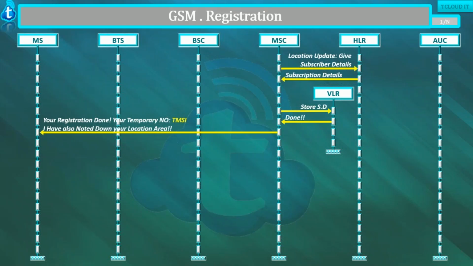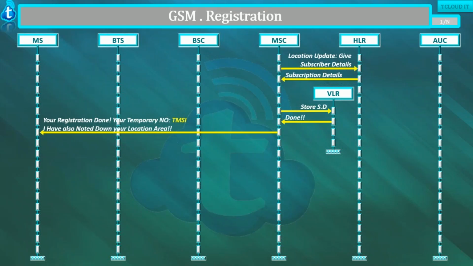And MSC has told your mobile station that I have noted down your present location area. I know from which location area you are doing all your stuff. I have noted down that information. How am I going to use this information? If you are going to get any incoming calls, I'll be searching for you in this location area, wherever you are presently. I have got to note down that information.